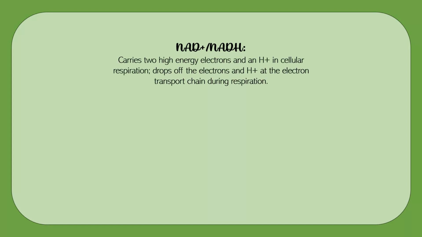Now let's look at electron carriers. Starting off with NAD plus or NADH. It carries 2 high energy electrons and an H plus in cellular respiration, and it drops them off at the electron transport chain during respiration.